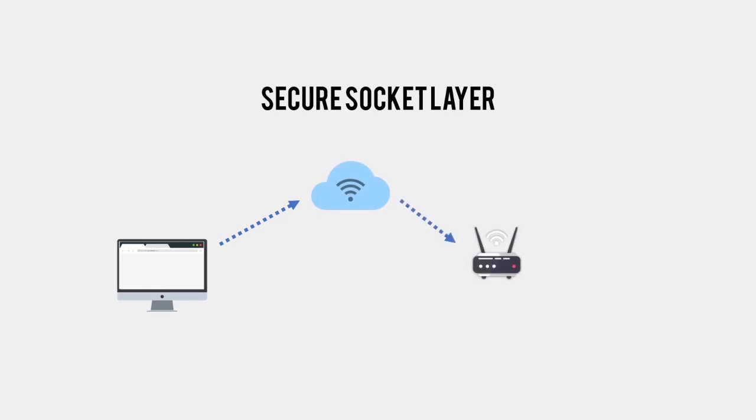How the secure socket layer works. The client accesses the server with the web browser via HTTPS, and the router will identify. If the client is registered, then the server can be accessed by the client.